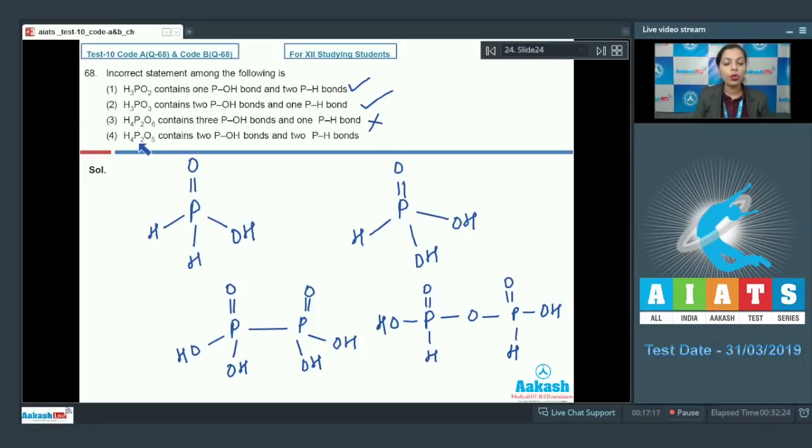Further, H4P2O5. This is H4P2O5. In this case, as per the statement, 2 PH bonds. Yes, 1 PH bond is this, 1 PH bond is this, and 2 POH bonds are also there. These are 2 also. So this is the correct one. So which statement is incorrect? Definitely statement 3 is the incorrect statement, and that we will choose as our correct option.